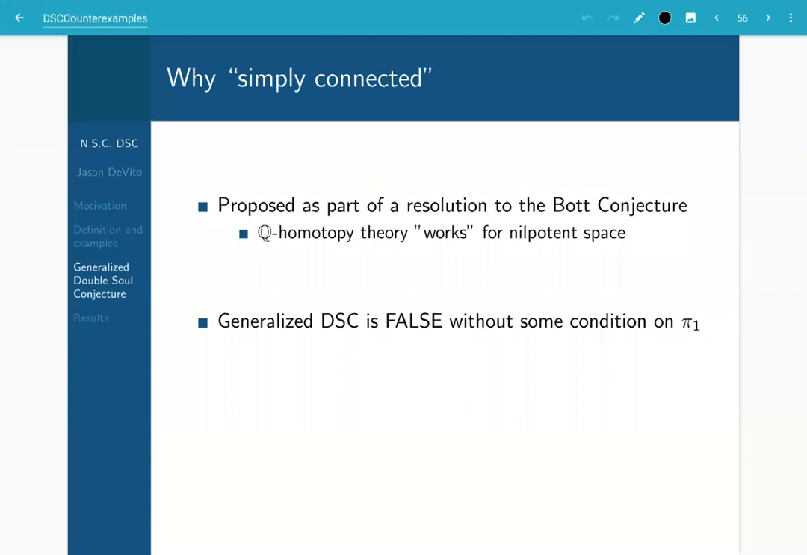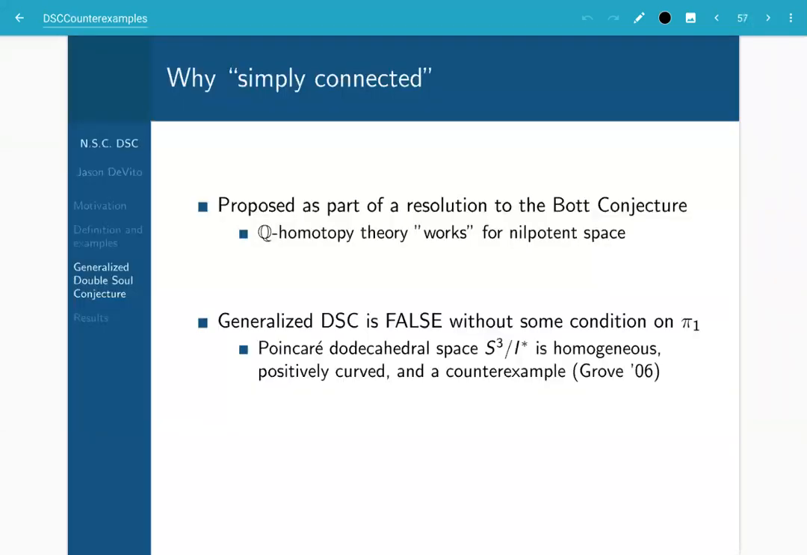And a much bigger reason why you would add this hypothesis is we actually know the generalized double soul conjecture is false if you don't include some condition on the fundamental group. In fact, when Grove gave this conjecture, right after it, he mentions, by the way, the Poincare dodecahedral space is a counterexample if you don't have some condition on the fundamental group.